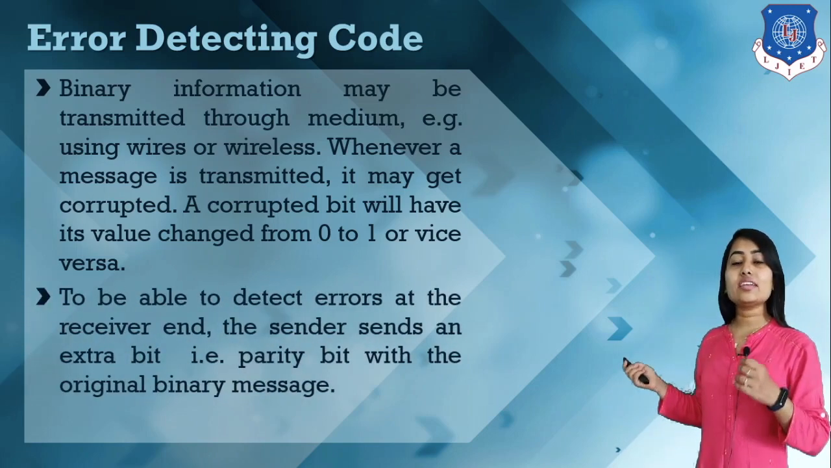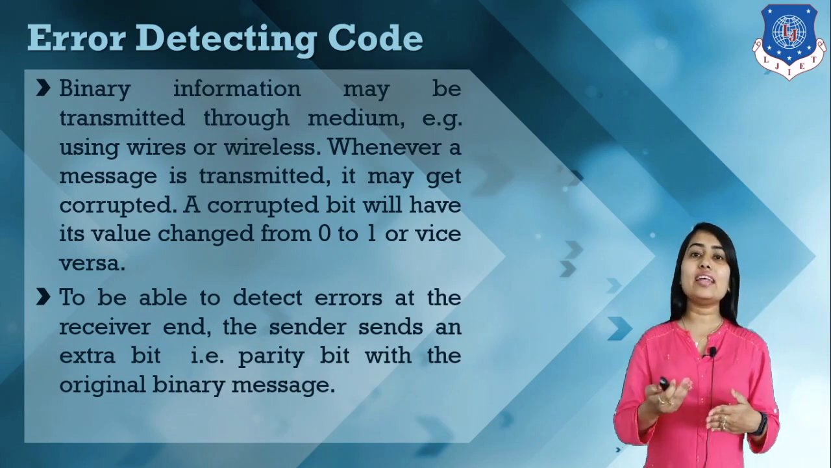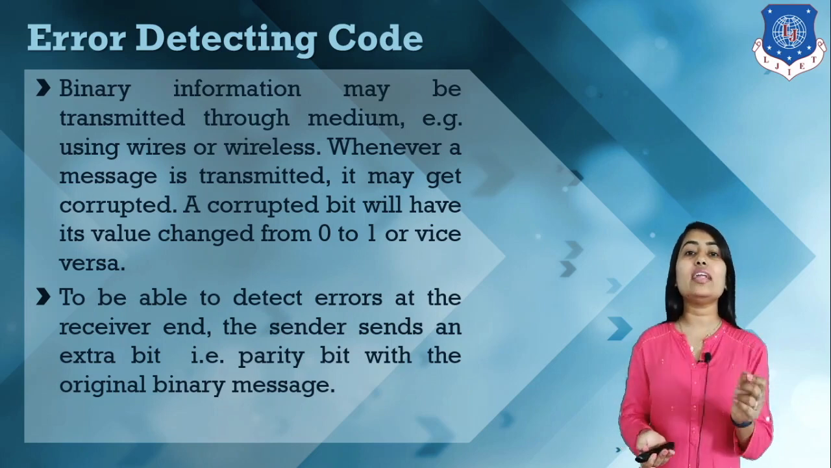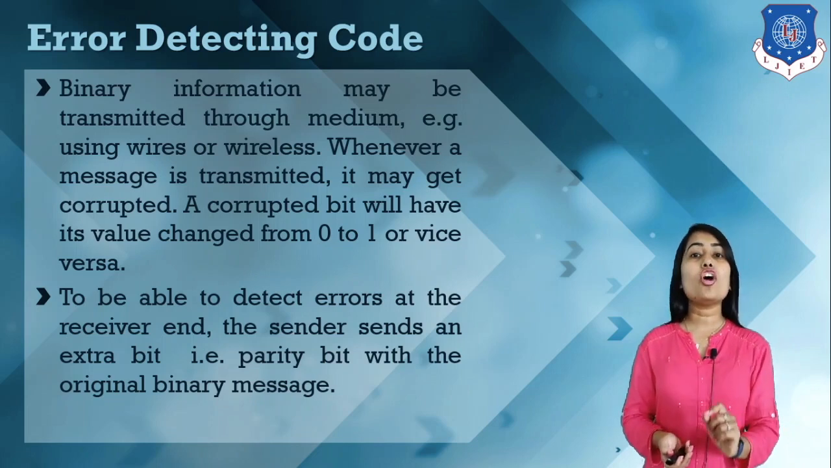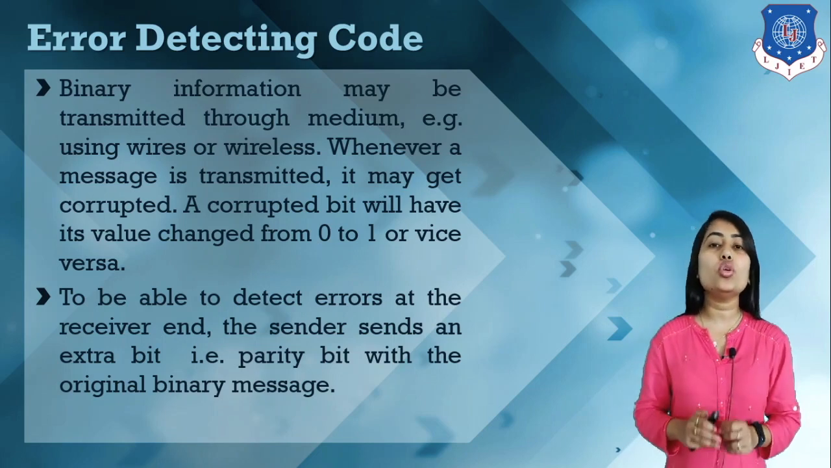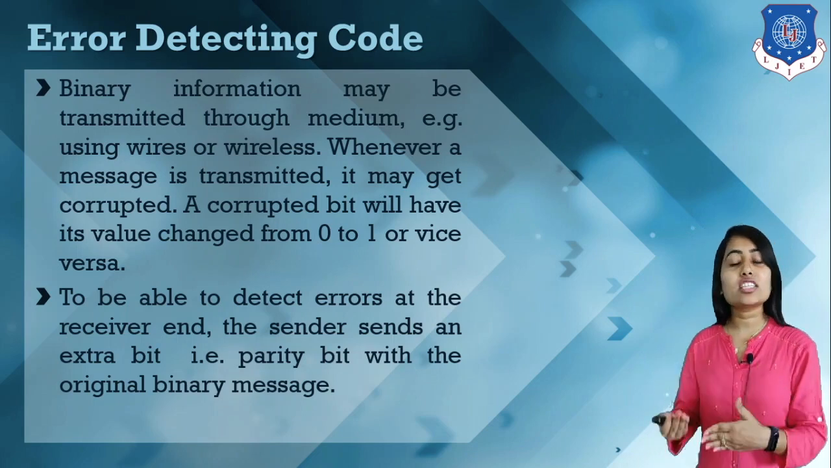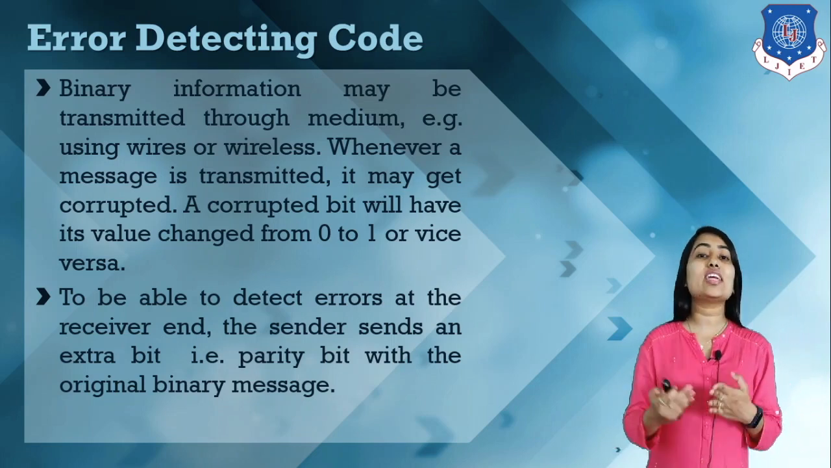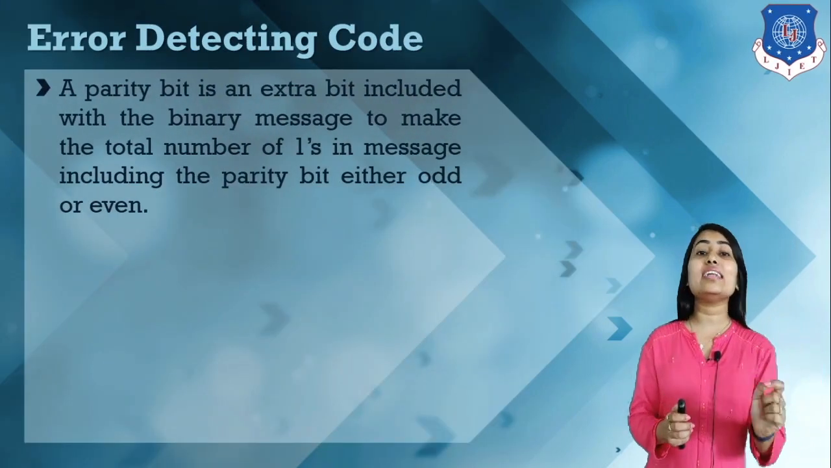So to detect any error in binary information, in an error detecting code, one additional bit is transmitted along with the binary message for error detection purpose, which is known as the parity bit. For error detection purpose, one additional extra bit is transmitted along with the binary message. This parity bit is known as an extra bit.